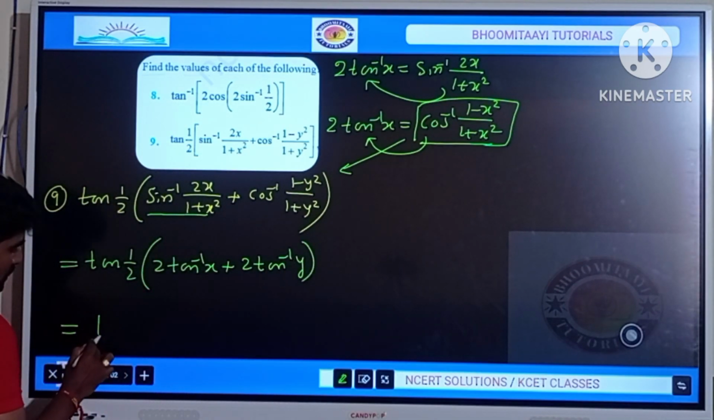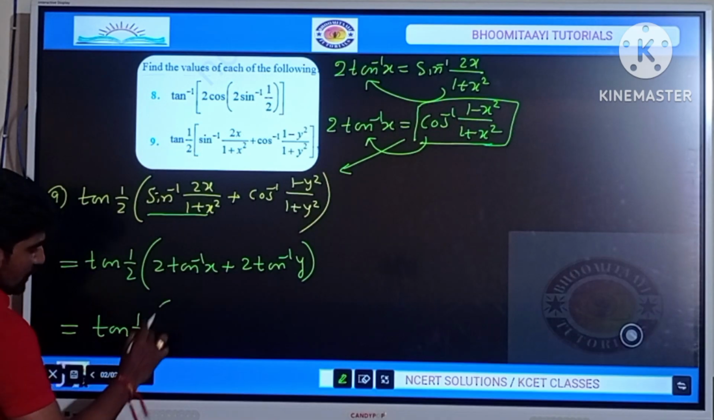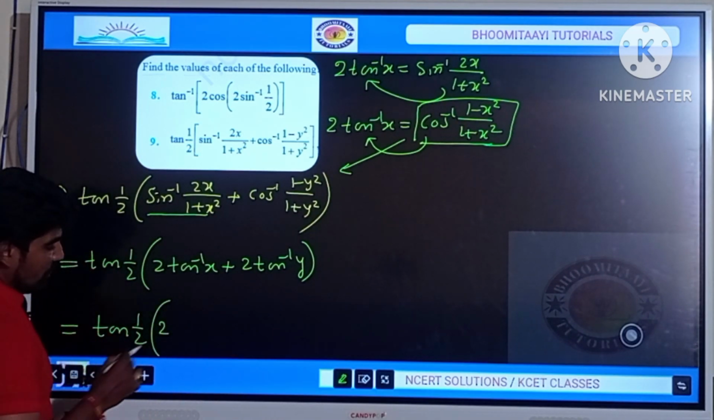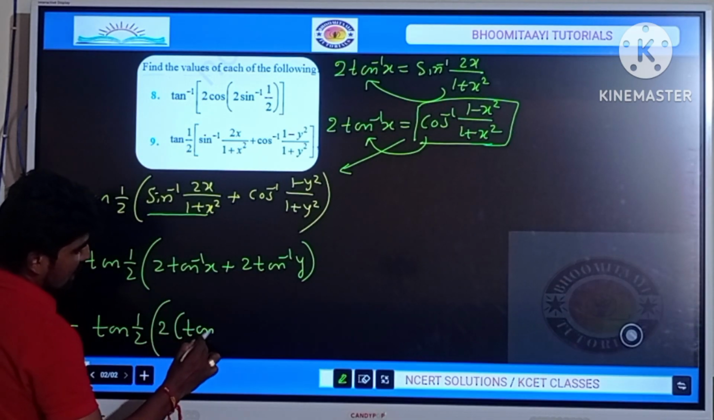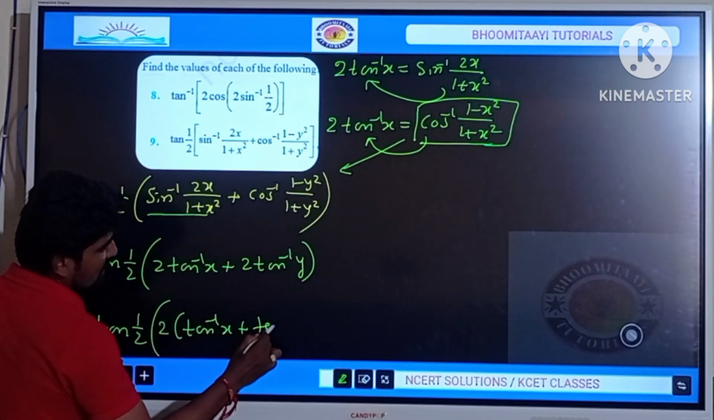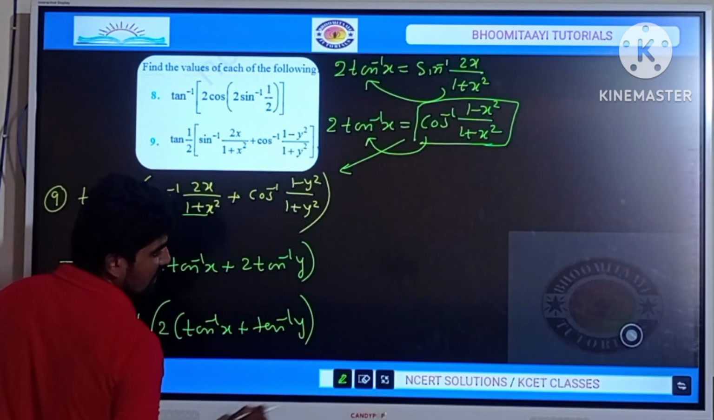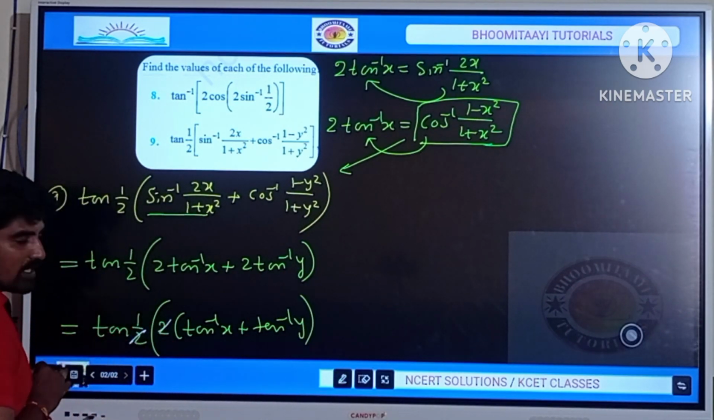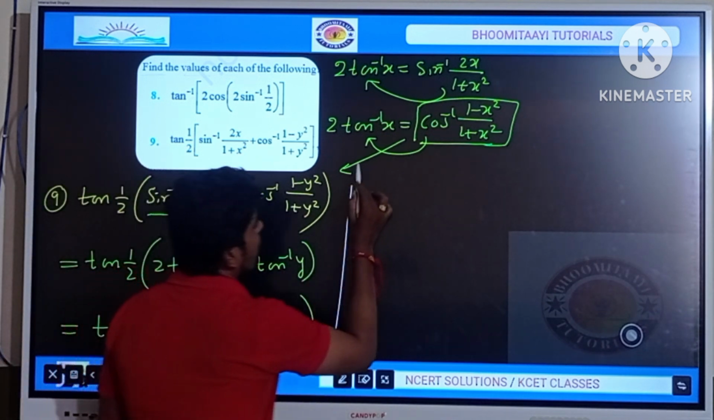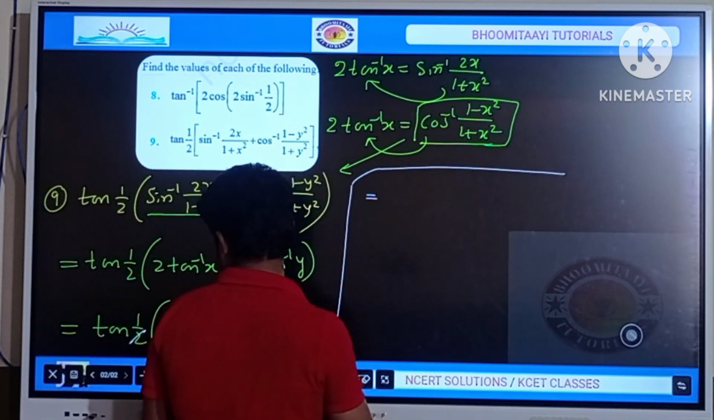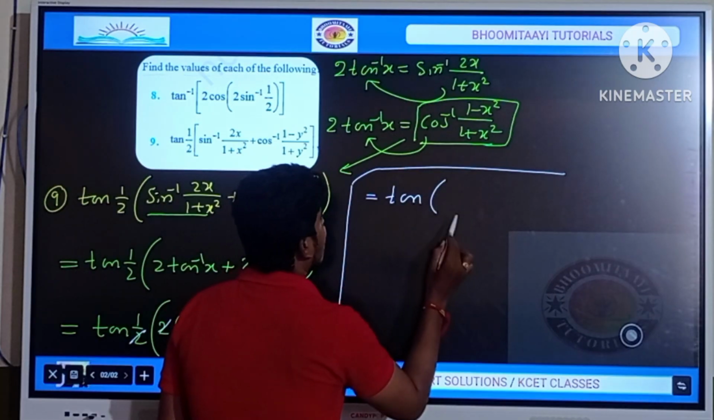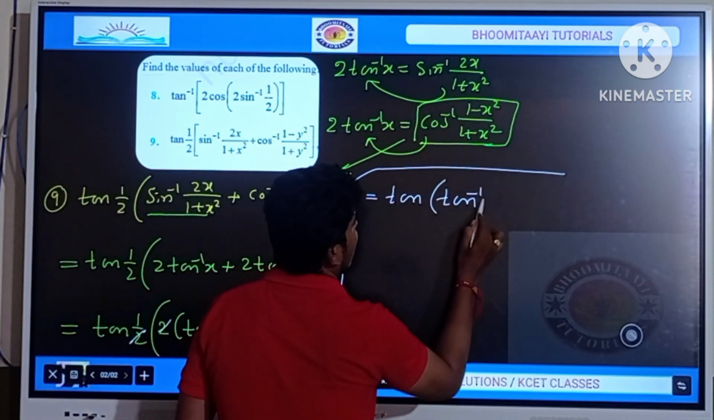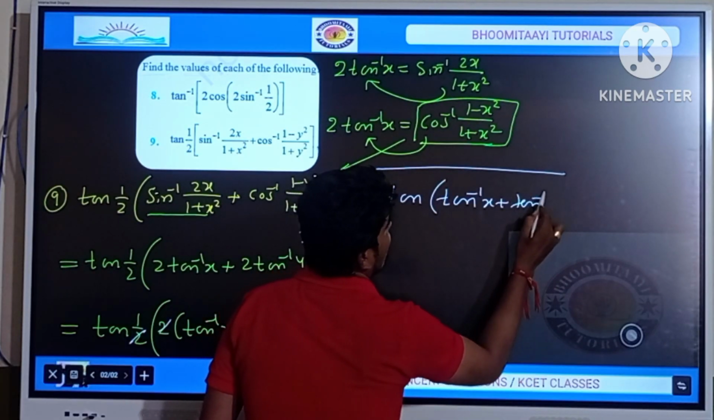Now which is equals to tan of 1 by 2 into, inside the bracket we may take 2 as common. If we take 2 as common, the remaining terms are tan inverse x plus tan inverse y. Now observe here, 2 and 2 get cancelled. So remaining tan inverse x plus tan inverse y.